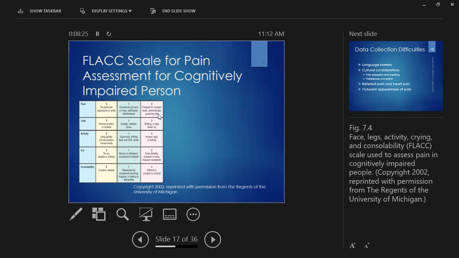Legs: 0, normal position or relaxed; 1, uneasy, restless, tense; 2, kicking or legs drawn up. Activity: 0, lying quietly, normal position, moves easily; 1, squirming, shifting back and forth, tense; 2, arched, rigid, or jerking.